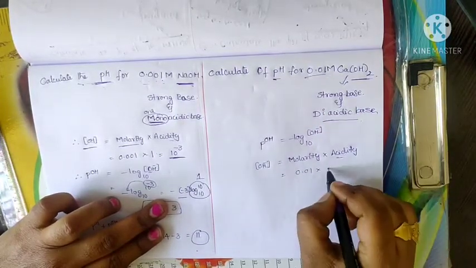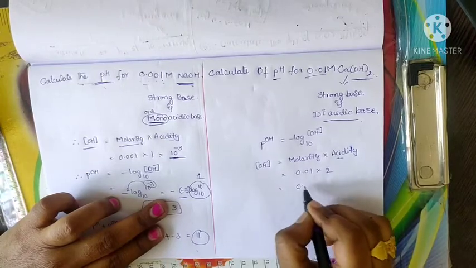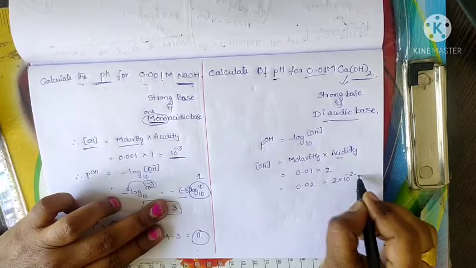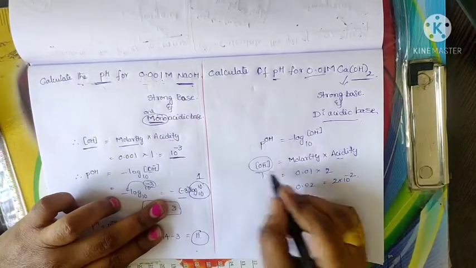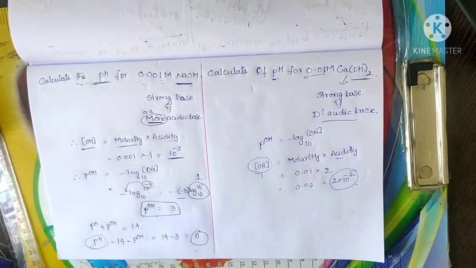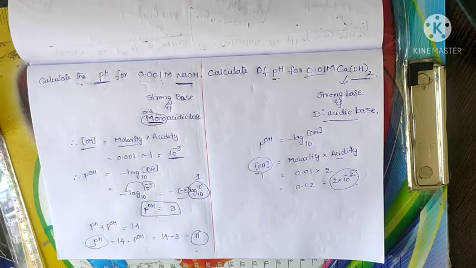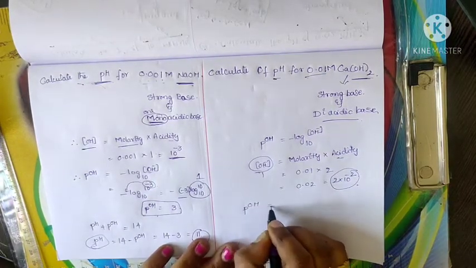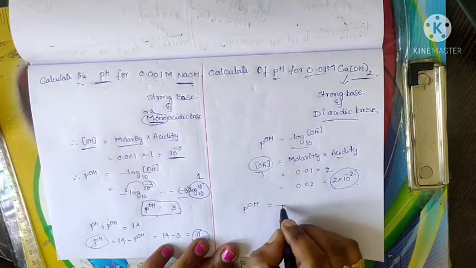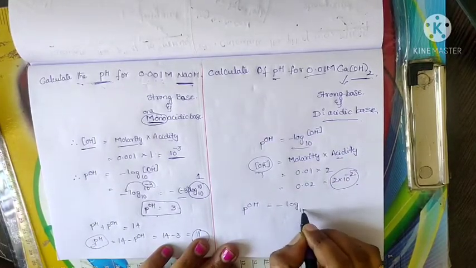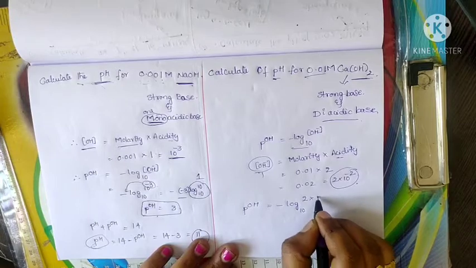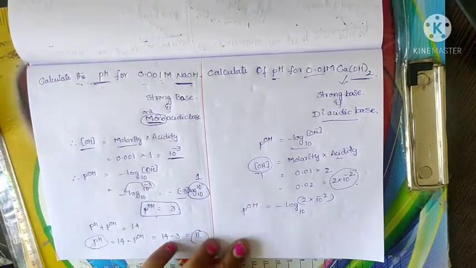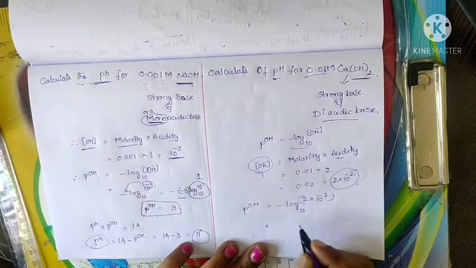Okay students, 0.01 is converted into 10 power minus 2, and the value is 0.02. It is termed as 2 into 10 power minus 2, because 0.01 becomes 10 power minus 2. It is converted into powers: 1 by 100 means 10 power minus 2. And we calculate pOH. The value is put in this formula.